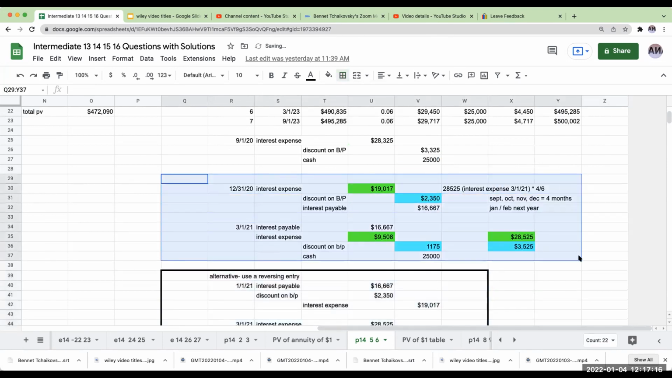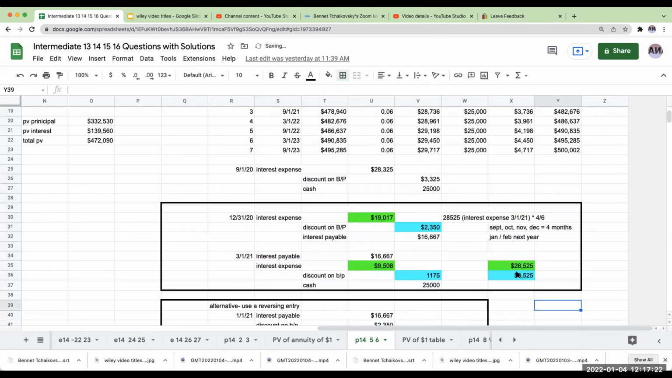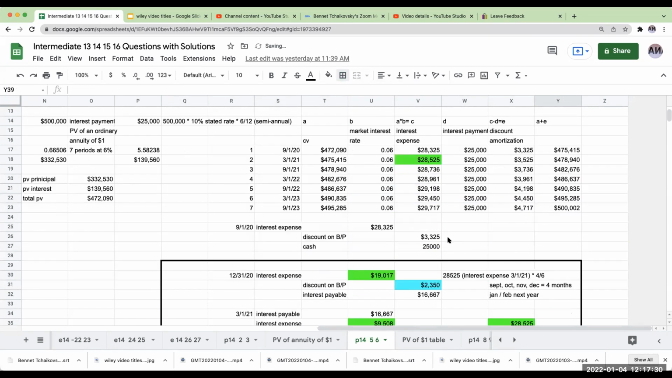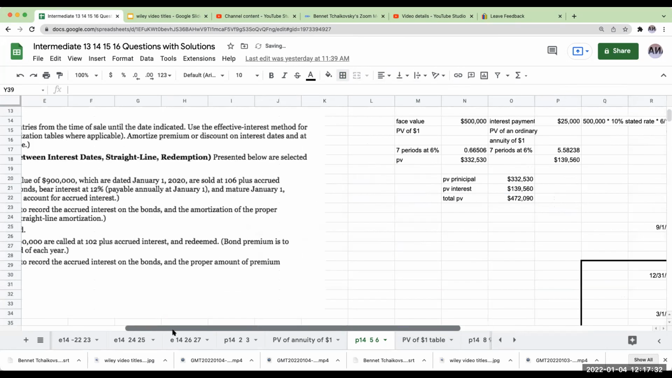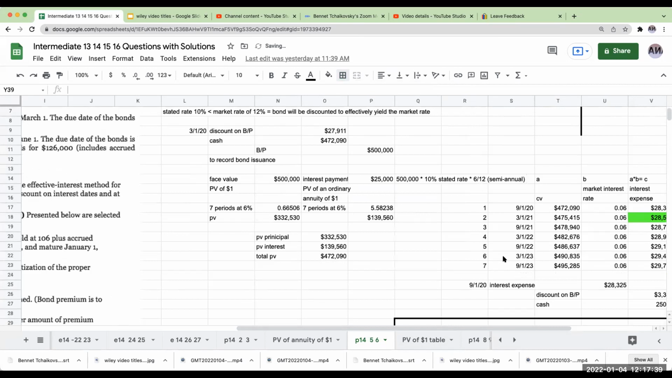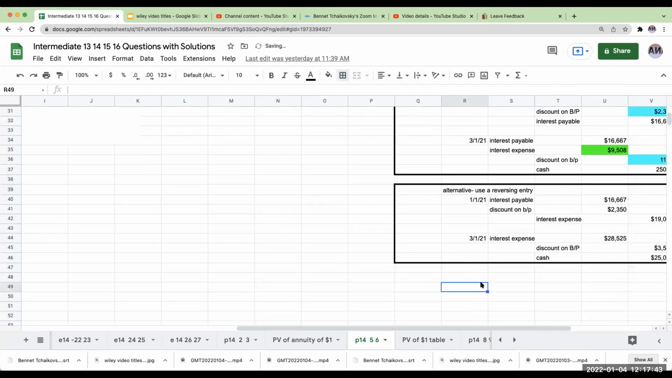So I could do this either way. You're going to get the same results. Usually a lot of times we can use reversing entries if we are doing these types of things. Okay, it's asking us to do the journal entries through 12/31/21. So we're not quite done yet. What would happen next?